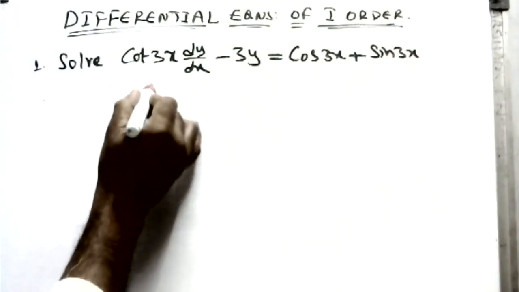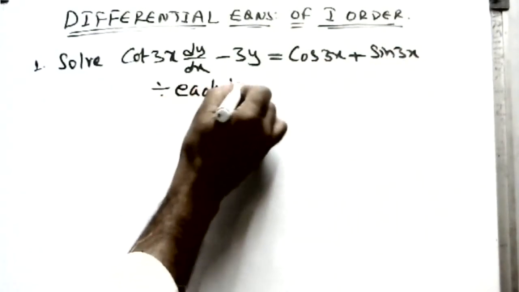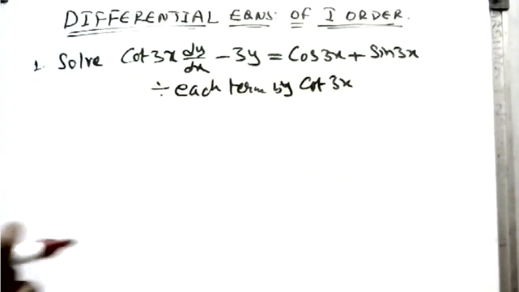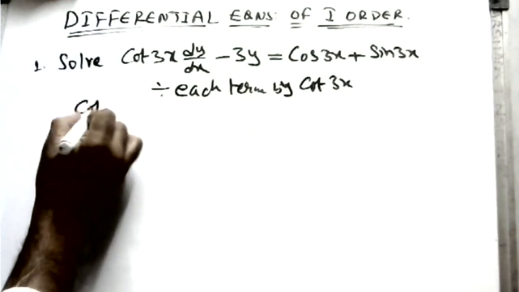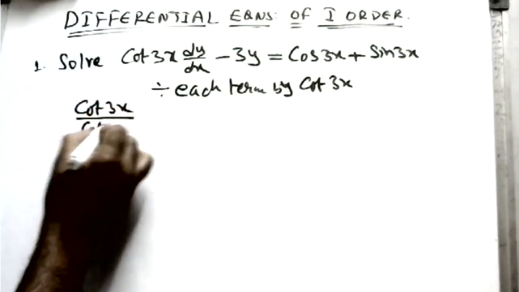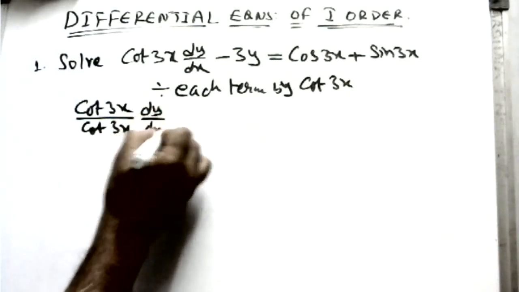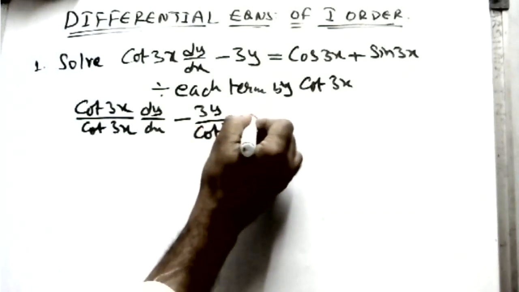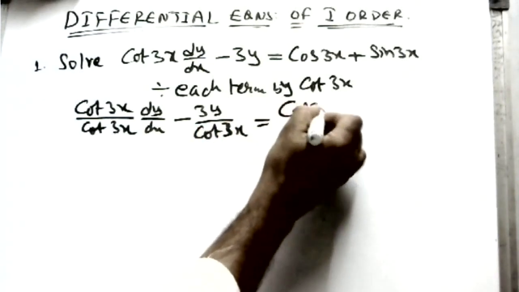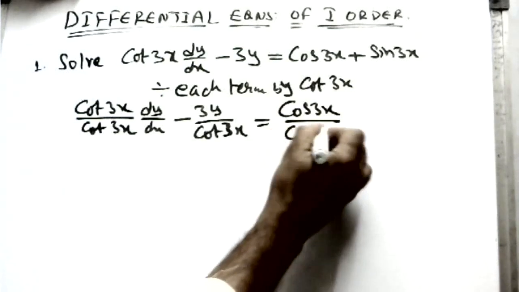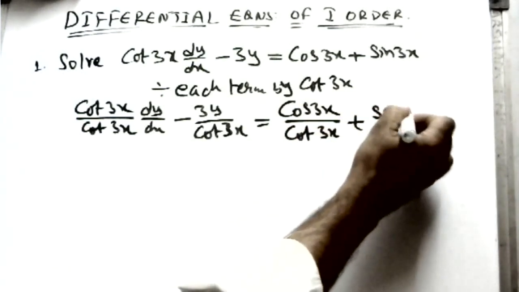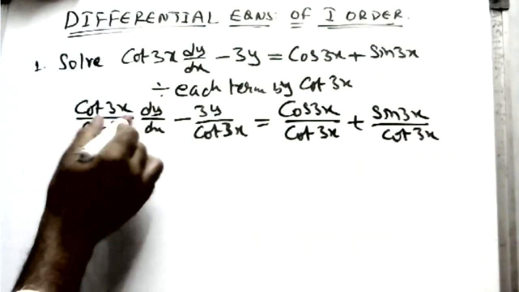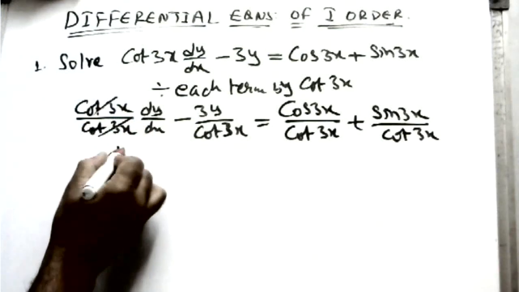To remove this cot 3x, divide each term by cot 3x. So let me write this: cot 3x by cot 3x dy by dx minus 3y by cot 3x equals to cos 3x by cot 3x plus sin 3x by cot 3x. So let me do one thing. This cot will get cancelled.